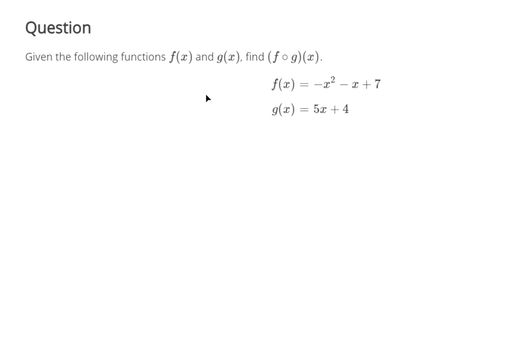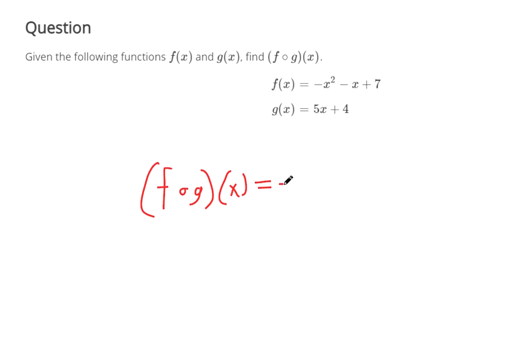So given the following functions, we're supposed to find f composed of g. That means you're taking whatever the function g is, and you're plugging it into the function f. So instead of all these x's, we're going to write f composed g. This is just like the name of the function. I mean, it tells us what to do. We're taking g and we're putting it in function f.